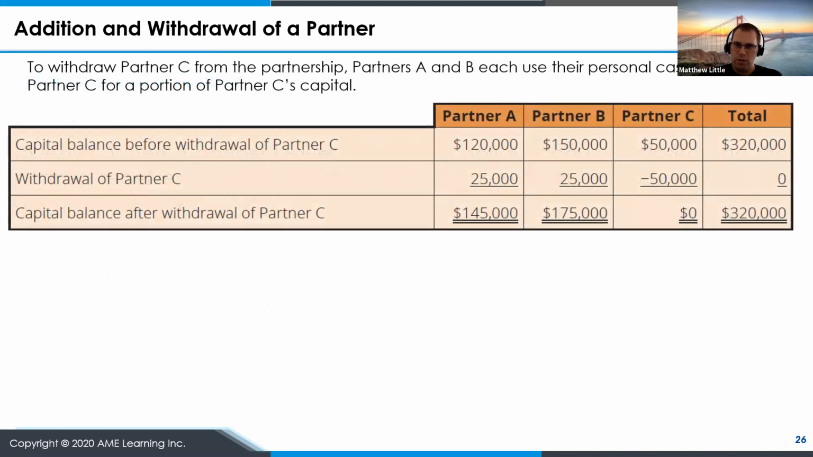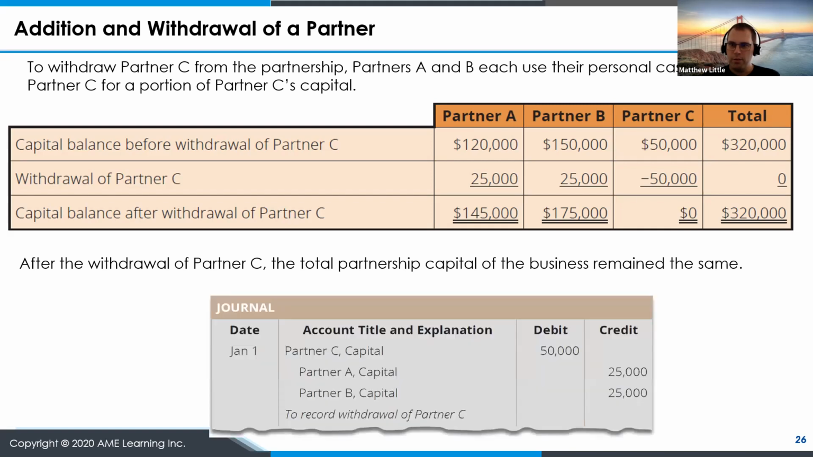So this first situation, partner C wants out. Partner A and B use some personal cash, so they both have cash outside the partnership of $25,000 each, and they each give partner C 50 grand. Partner C's equity then disappears, and partner A and B's equity or capital contribution increases because they put their own money in theory in and then out to the partner C in one transaction. So for this, the journal entry, the total capital did not change, so it still remains 320.